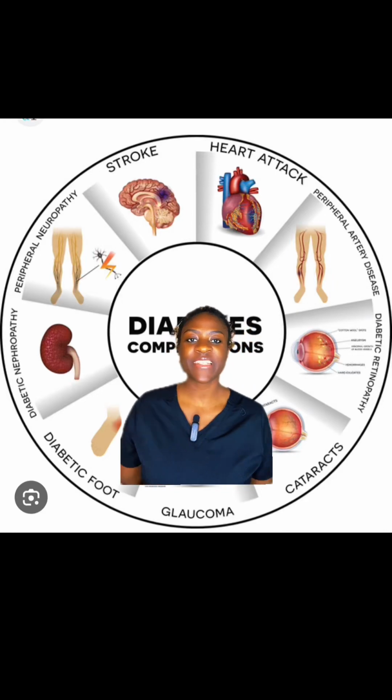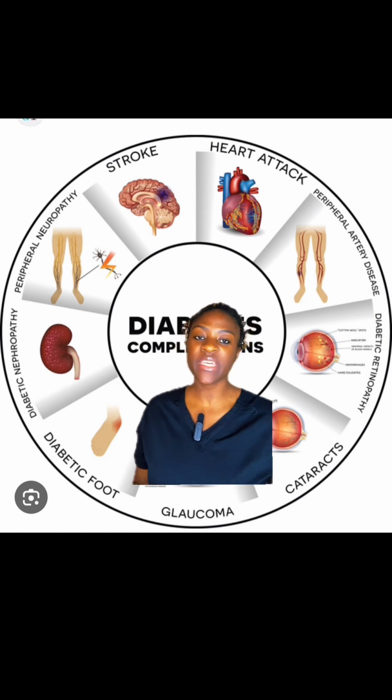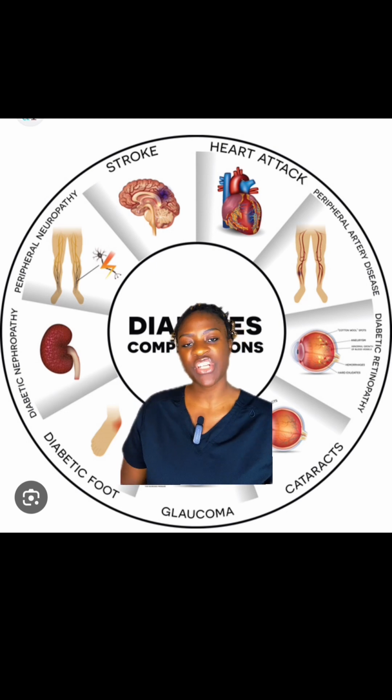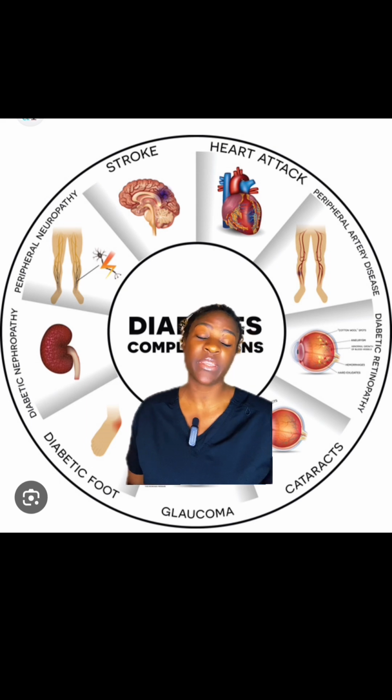This is our series on endocrine disorders. We are focusing on diabetes. Today, I wanted us to talk about the microvascular changes and the macrovascular changes that occur in the body of a patient who is diagnosed as diabetic.